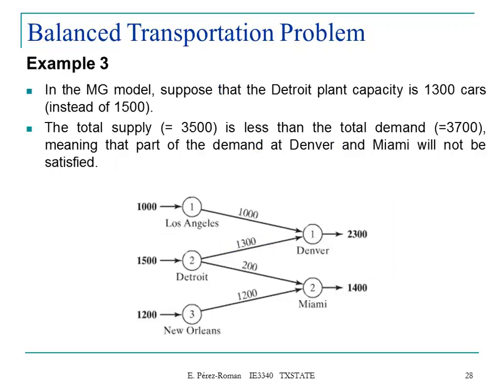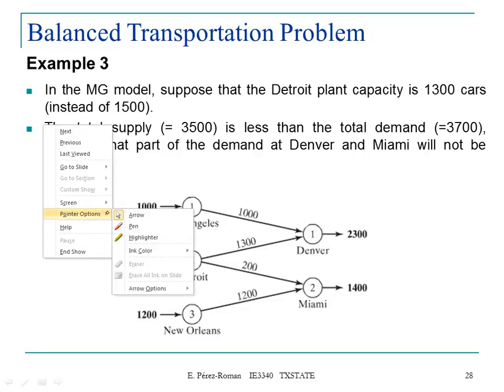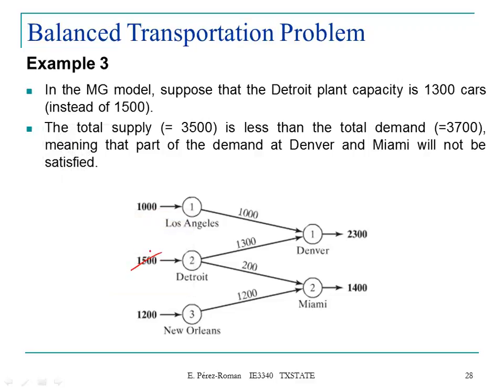So let's use the same example in the MD model. Suppose that the Detroit plant capacity is 1,300 cars instead of 1,500 cars. So that means that now you have less supply. So we're going to change the supply at this point, and now it is 1,300.